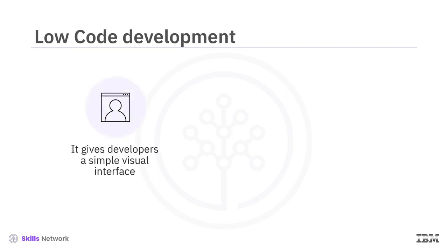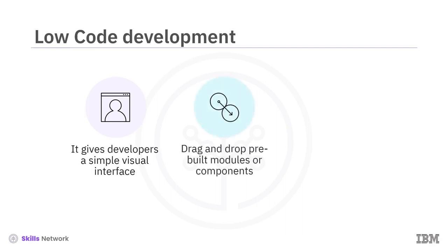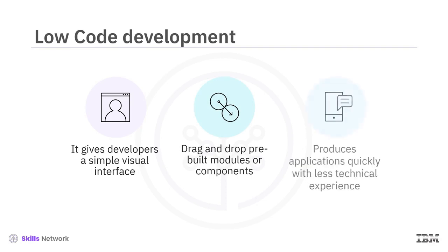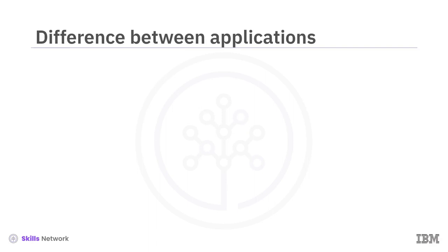Low-code development platforms give developers a simple visual interface that they may use to drag and drop pre-built modules or components into place and quickly configure them to build an application. It enables companies to produce applications more rapidly and with less technical experience. Now, let's explore the difference between no-code and low-code development applications.